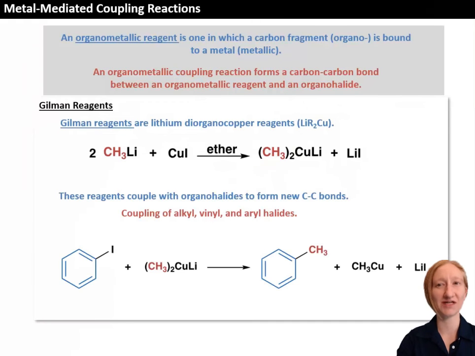And an example is shown here at the bottom. This dimethyl cuprate will react with phenyl iodide to couple the methyl and phenyl groups, or to form a new carbon-carbon bond between the methyl and the phenyl.